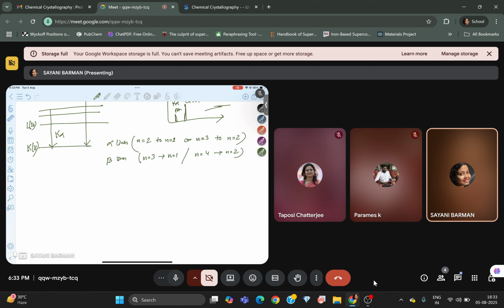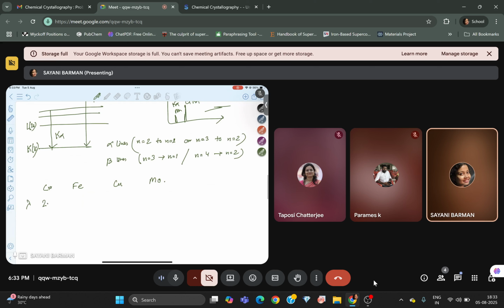Now there are several elements which we use to produce X-rays, like chromium, iron, copper, molybdenum. So you just need to remember the lambdas. In chromium it's 2.29, iron is 1.93, copper is 1.54, and molybdenum is 0.71. These are all in Angstroms. Okay, you just need to remember this.